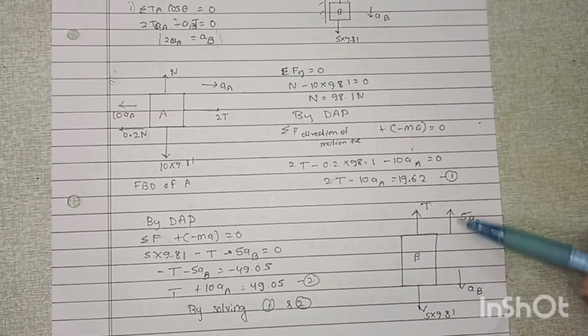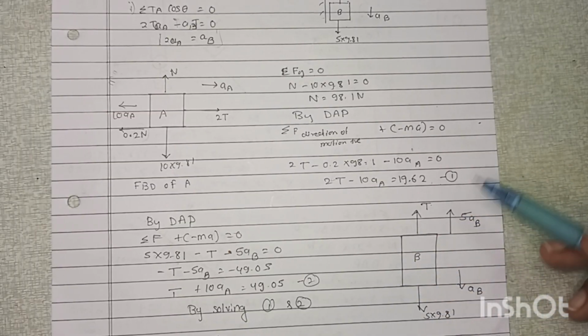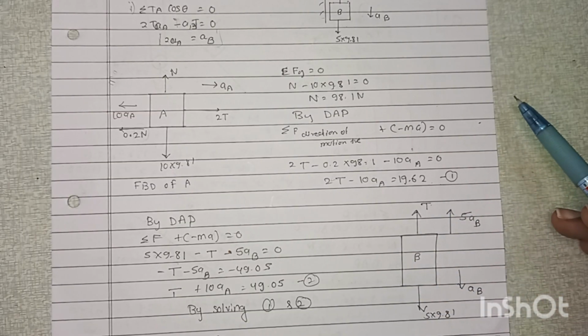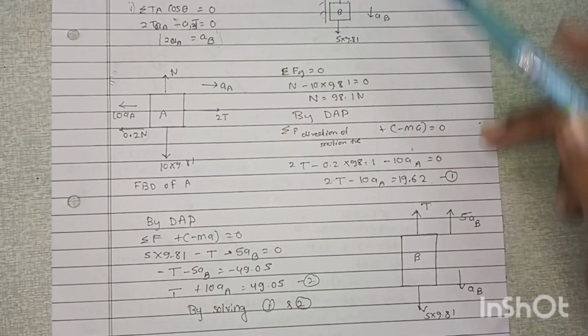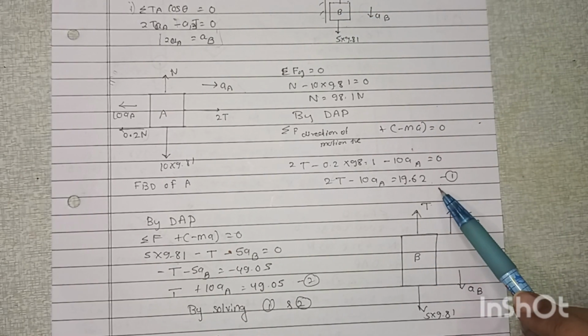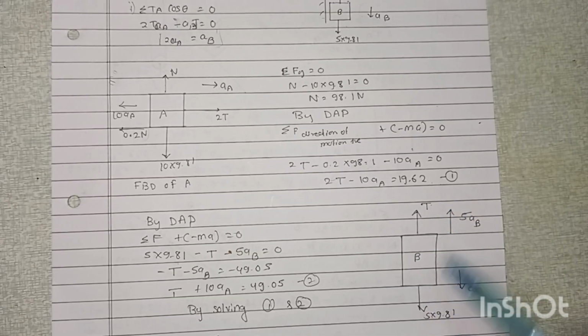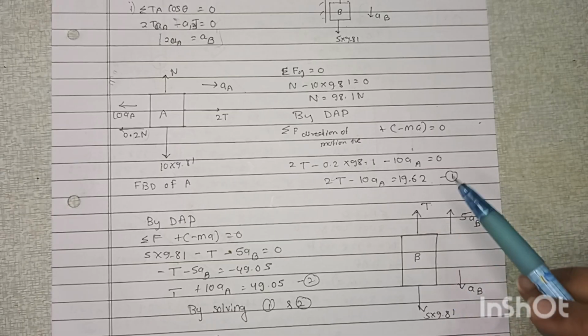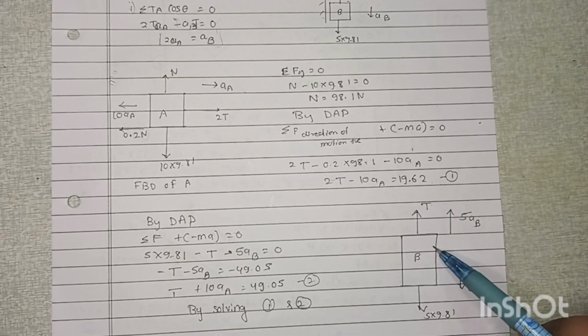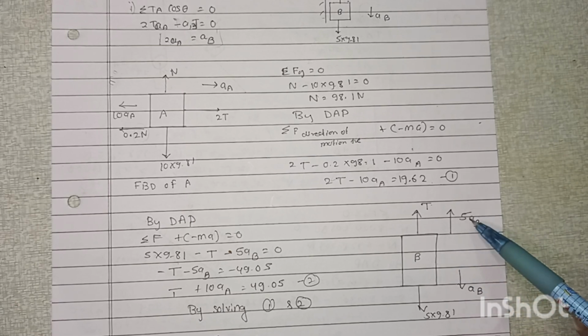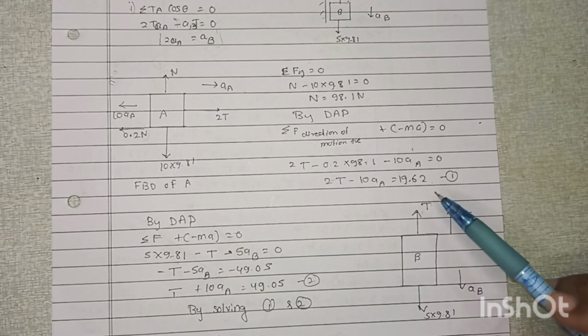So then you have to consider the FBD of the second block, in which there is no normal reaction because there is no surface in direct contact, there is a space. So you have to consider only tension in the upward direction, weight in the downward direction, and acceleration in the downward direction, so inertia is in the opposite direction, that is nothing but 5 into AB. So by D'Alembert's principle we don't have to consider N or summation of Fy equal to 0, because there is only one unknown force, so we will get an equation.